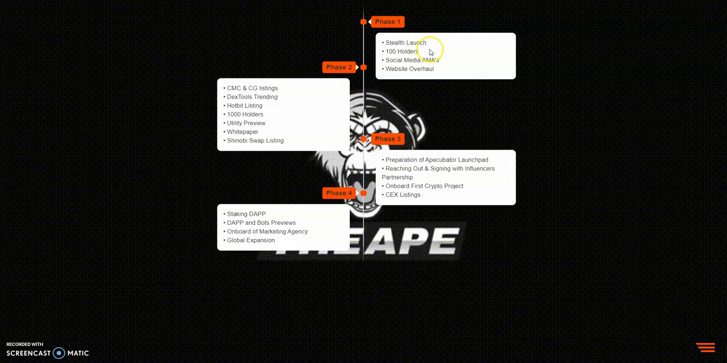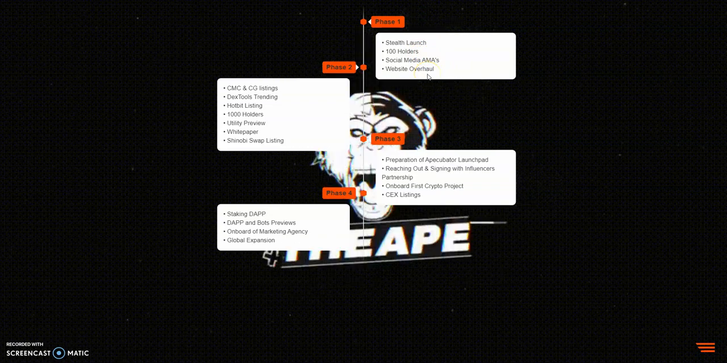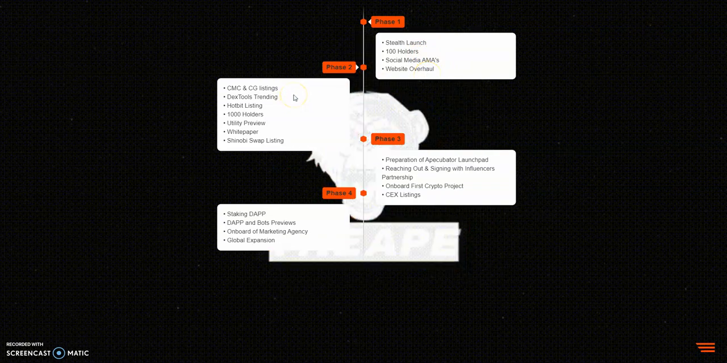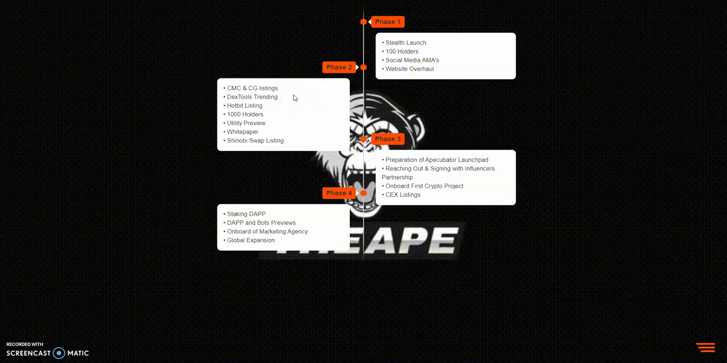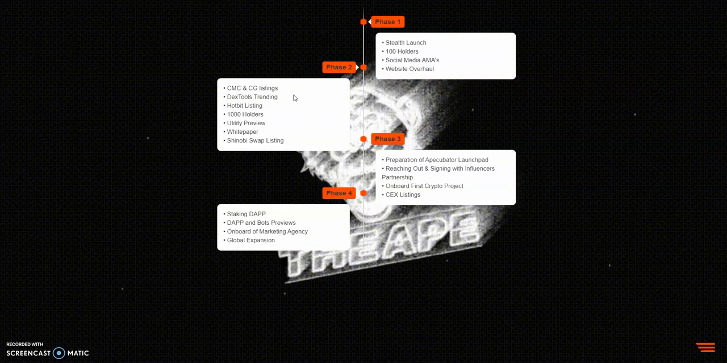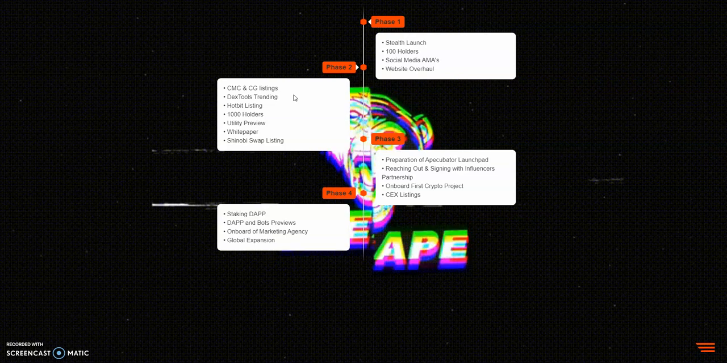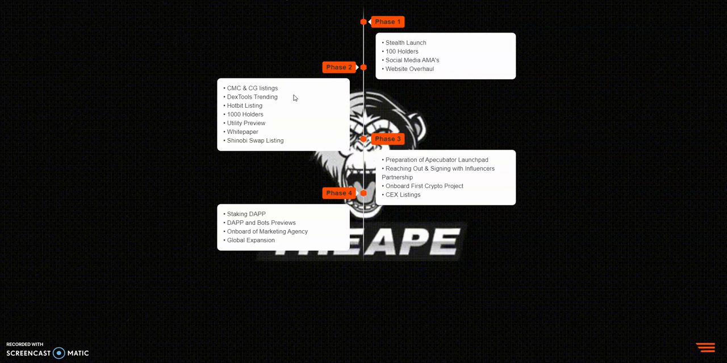And we already did the stealth launch, 100 holders, social media, AMAs, website overhaul that we're on right now, CMC, CG listing. We're done with that. Dexto's trending. We did that. Hoppy listing done. 1,000 holders plus already done with that. Utility preview, white paper. We just talked about the white paper is going to be revealed and Shinobi swap.